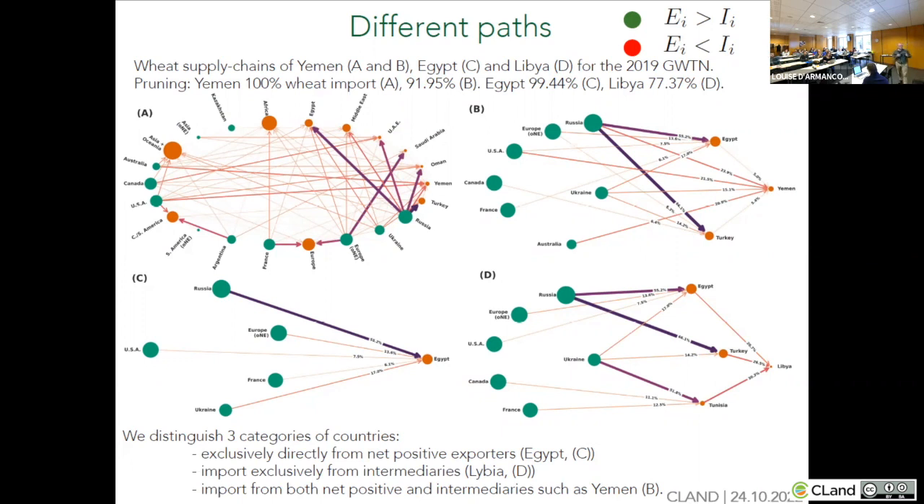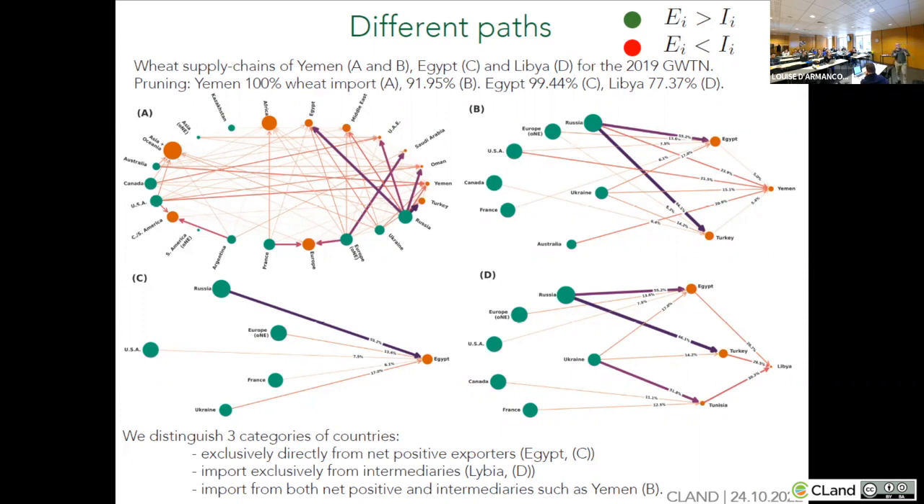Some other countries, for example, Egypt doesn't deal with intermediaries. They receive the wheat directly from here, Russia, USA, Ukraine, France, Europe. That's a very simple case. And in contrast, some other countries, such as Libya, they receive the wheat only from intermediaries. So you have only direct flows or only indirect flows. That would be Libya, and Yemen is a mixture of both.